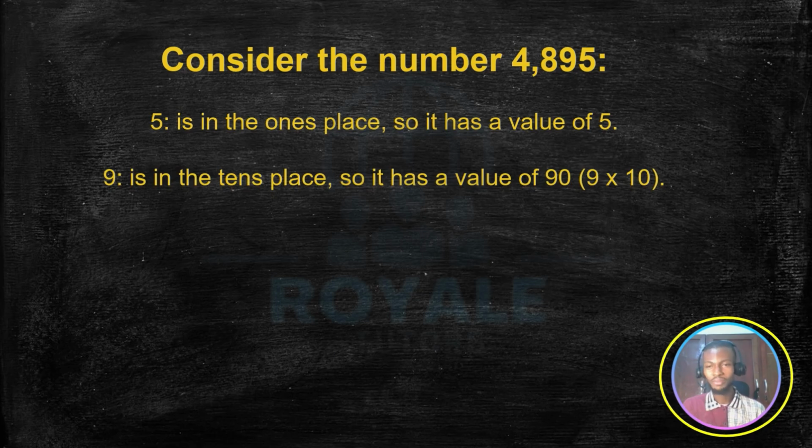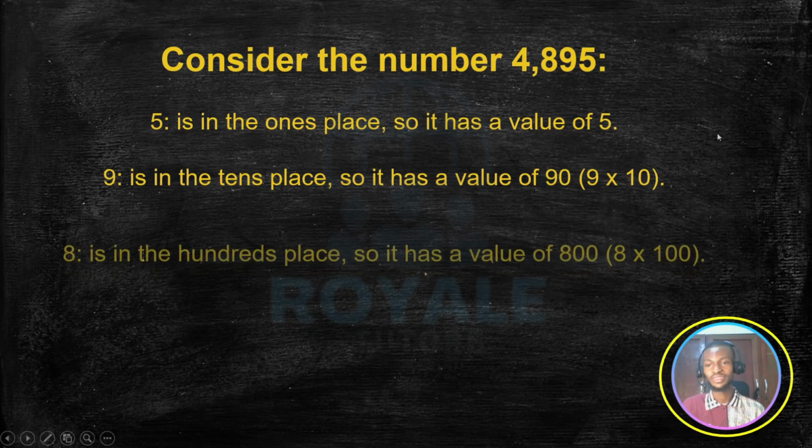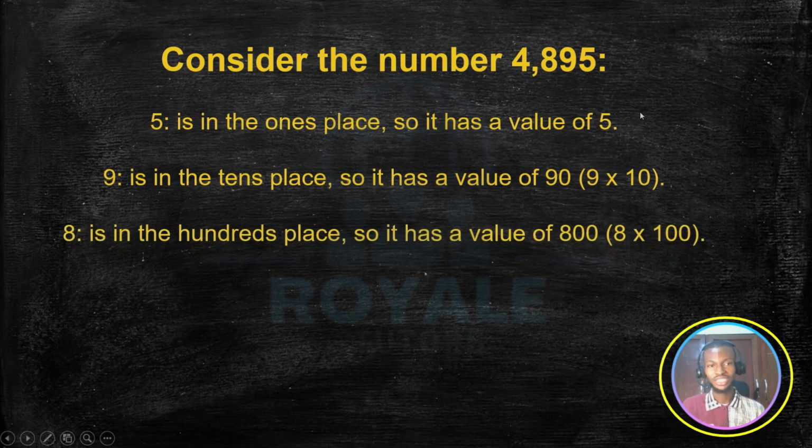Then we have the next number, 9. 9 is in the tens place, so it has a value of 90. Then we have 8, which is the next number. 8 is in the hundreds place, so it has a value of 800.